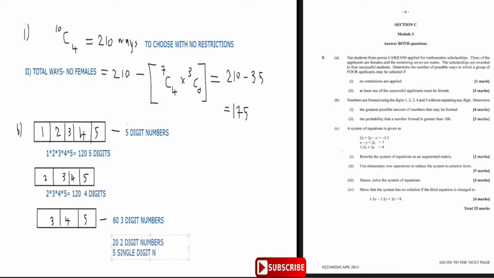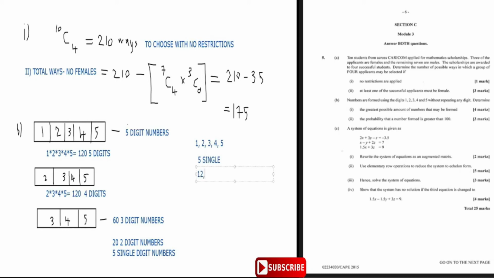If you're not following, I'll give you some examples to make you understand why this is so. Remember, we're choosing from 1, 2, 3, 4, and 5, right? If you have 1, 2, 3, 4, and 5, how many single-digit numbers can you get? Only 5 single digits, right?